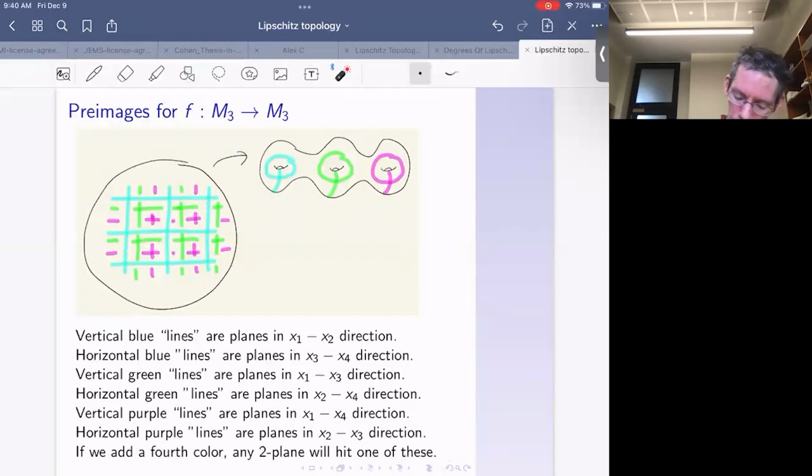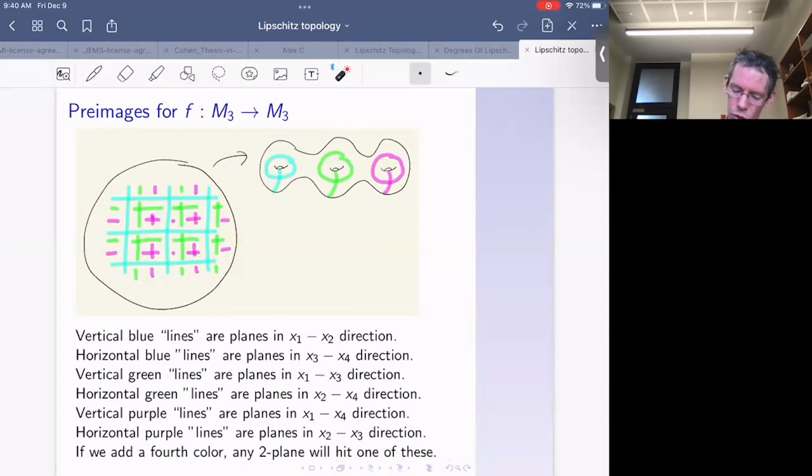Actually, you might try. Maybe I could have my, say, red two plane repeat a direction. So maybe the red two plane also goes in the x2, x3 direction. But if we tried that, then it would intersect this purple plane in the x1, x4 direction. Or we could try having our two planes that are not coordinate planes. But it's not hard to check. If it's not a coordinate plane, it will intersect some of these. So there's nowhere to put more two planes that don't intersect the two planes that are already in this picture.